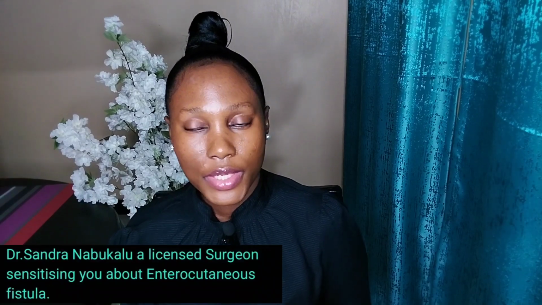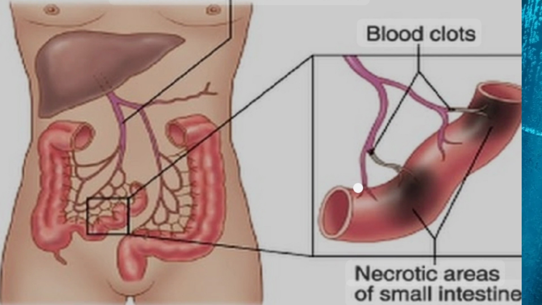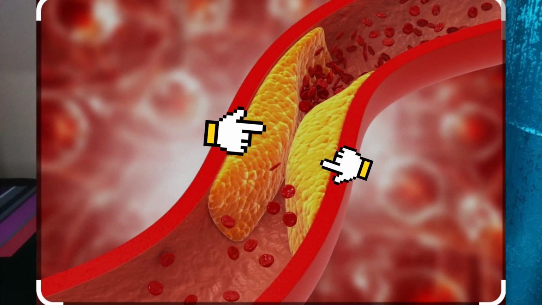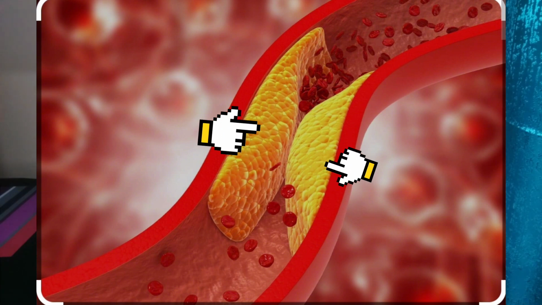It can also occur due to ischemia. Ischemia means that there is a reduction in the blood flow to a given part of the body, and in our context, the intestines. And this can be because of a clot, or maybe there is a buildup of fats, a condition called atherosclerosis, and this can reduce the amount of blood that flows to the intestine, and so the patient can also get an enterocutaneous fistula.